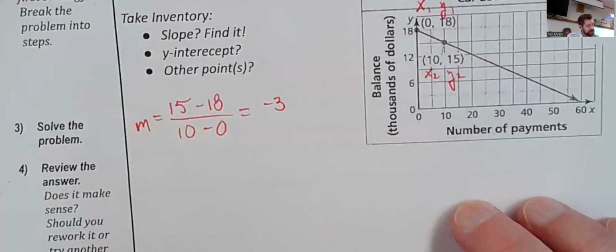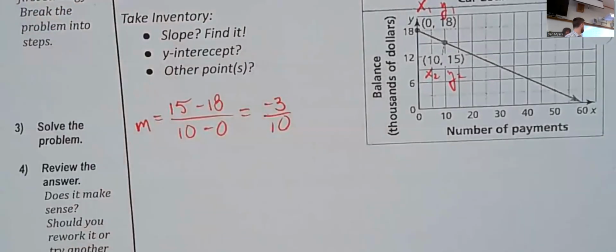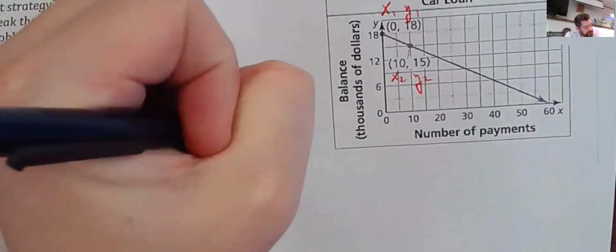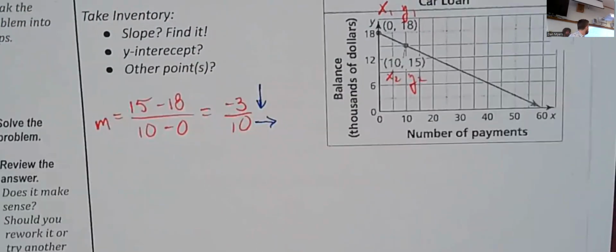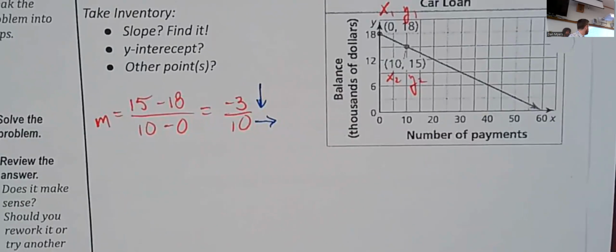15 minus 18 is negative 3. 10 minus 0 is 10. I think that's our slope because that doesn't reduce. So what we're looking at is rise over run. Basically, that means from one point to the next, go down 3 and over 10. And that'll get us to an exact point on our graph.